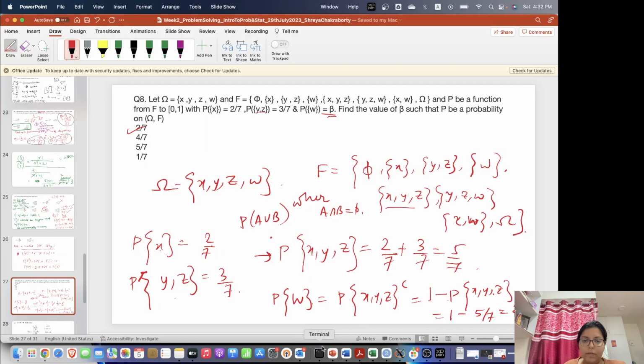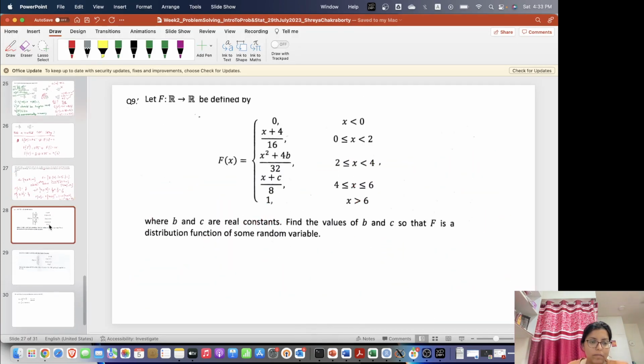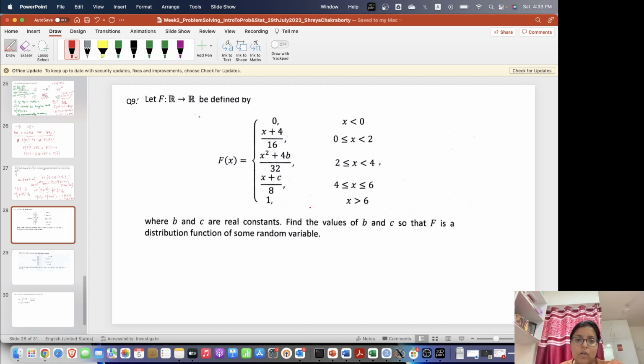All right, and we'll move on to the next one. So here we have a function which is defined by these things, where B and C are real constants. So what will be the value of B and C? Here again, we are going to proceed with the right continuity thing, because that seems like one possible option to get the value of this thing.